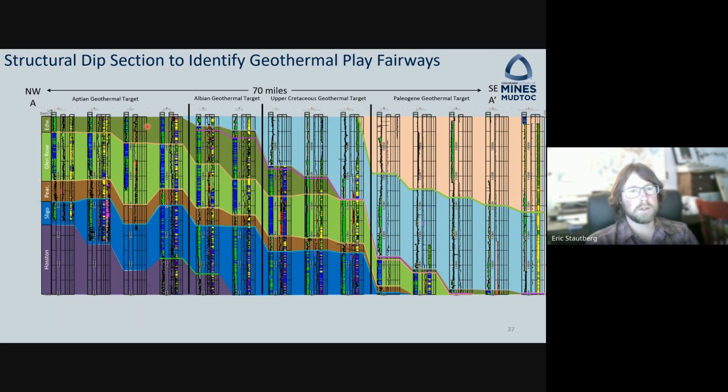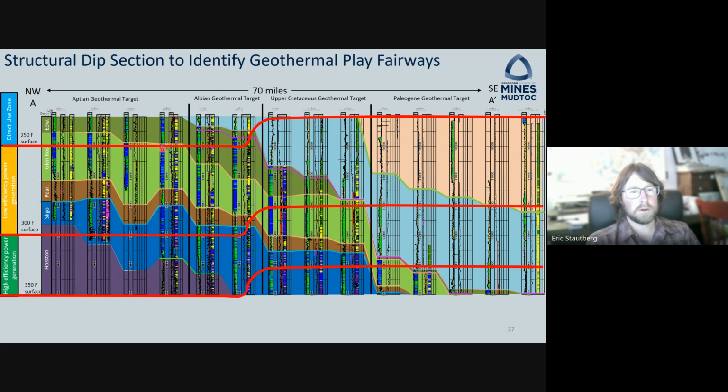Our Glenrose and Edwards carbonates here are in different shades of green. Our upper Cretaceous formations I've just lumped into blue here. And then our Paleogene systems are out here in pink. And if we turn on our isotherms from the SMU maps, it shows it's a little bit deeper to 250 degrees to the north and a little bit shallower to the south. That shows us that our Aptian carbonates are getting into that 250 degree temperature window to the north.